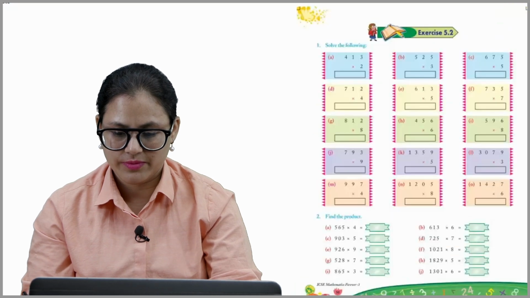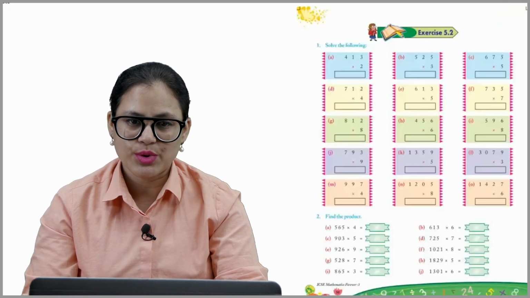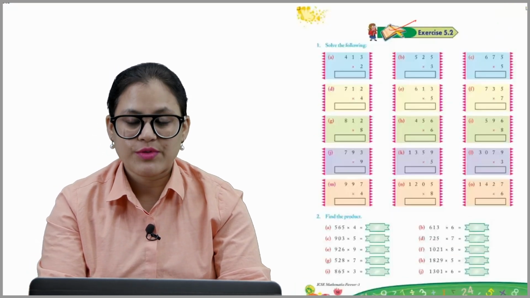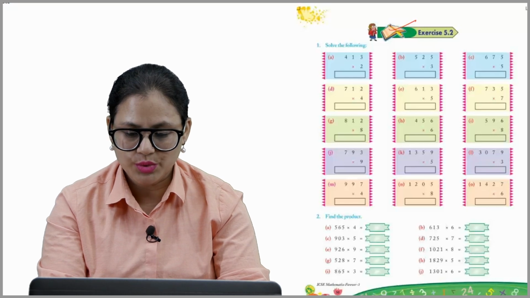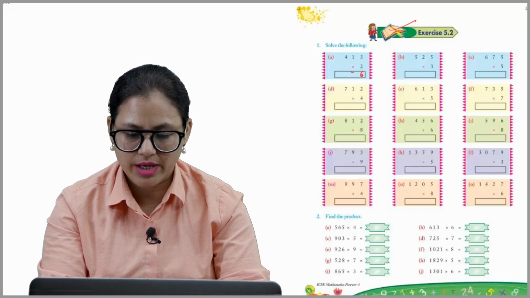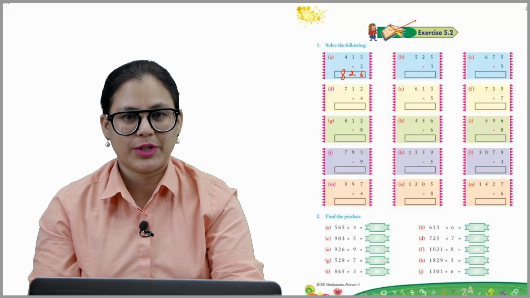Okay. Let's do exercise 5.2. We have to multiply. 2 3s are 6, 2 1s are 2 and 2 4s are 8. Okay.